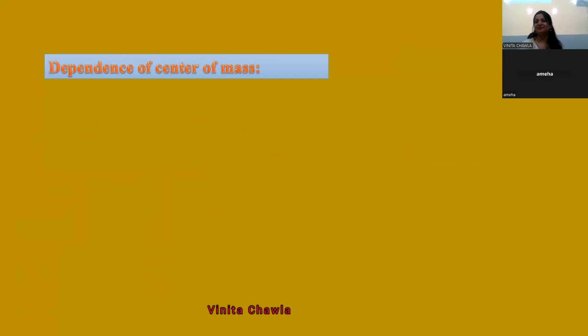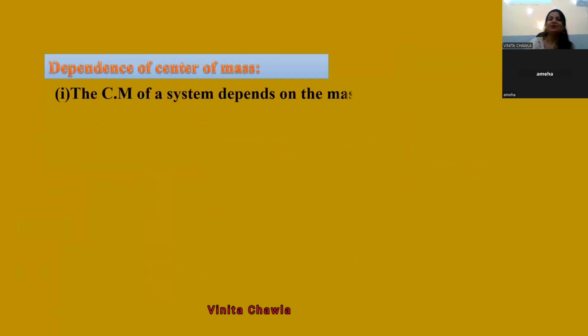Center of mass. Center of mass of a system depends on the masses of the particles, right? है ना, पार्टिकल्स के मासेस पे डिपेंड करता है सेंटर ऑफ मास.